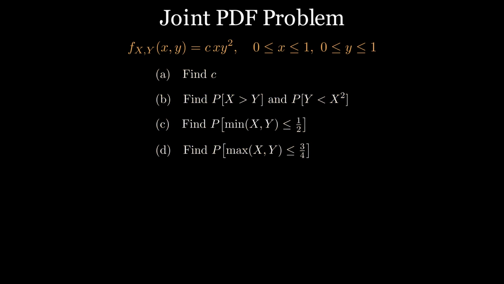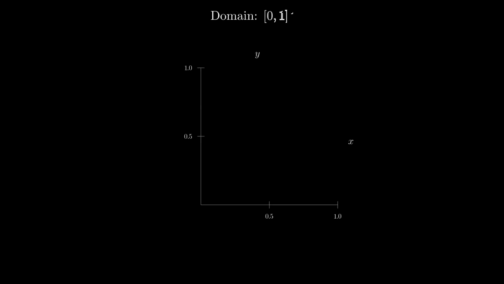Here is the unit square domain. The diagonal y equals x and the parabola y equals x squared will be the integration boundaries for part B. Watch the dot trace the parabola.